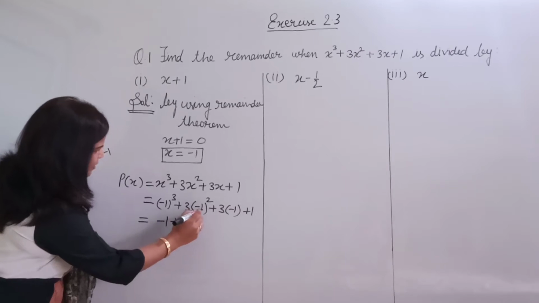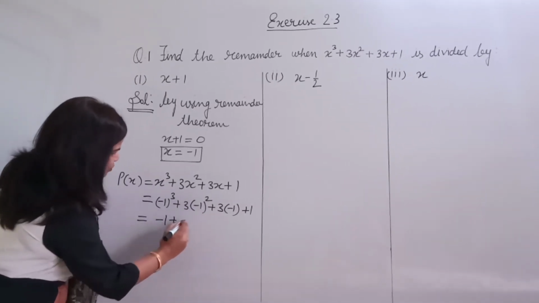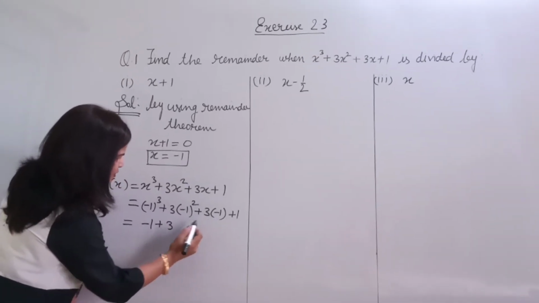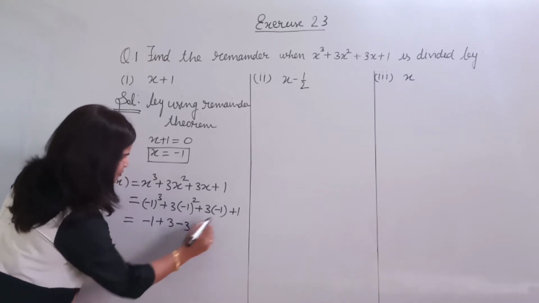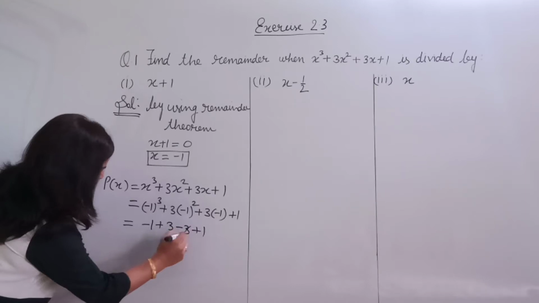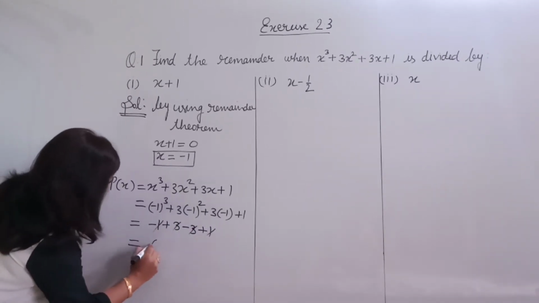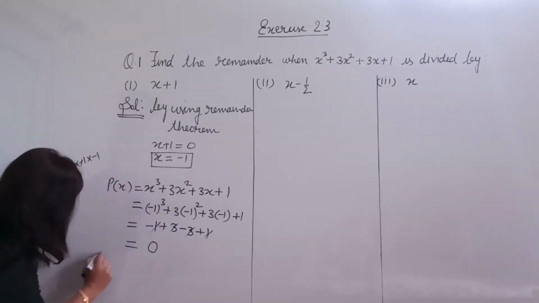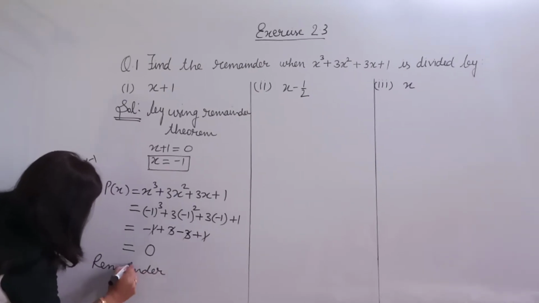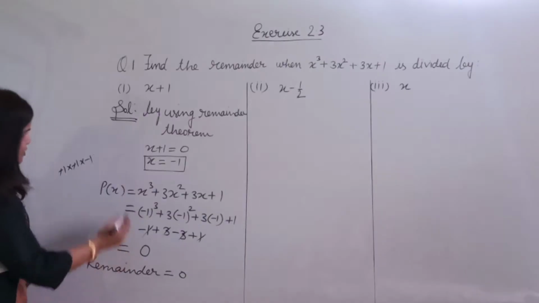Plus 3 into minus 1 whole square. We know that minus 1 whole square means 1. So 3 into 1, plus 3 will come. 3 into minus 1 means minus 3 will come. Plus 1. Now we can see minus 3 plus 3 will be cut. Minus 1 plus 1 will be cut. So 0 will be the remainder. Our remainder is equal to 0. So this is the answer of this first part.